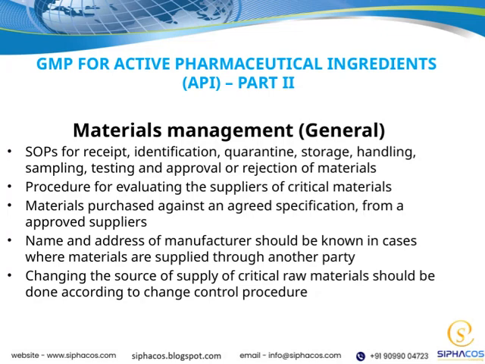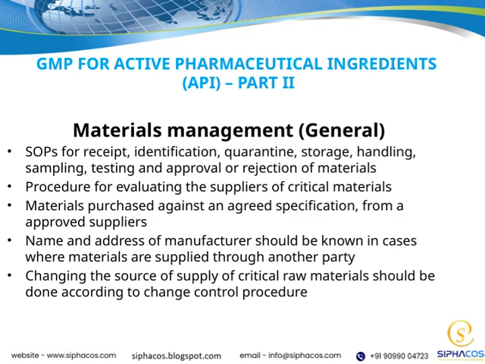Now, let's delve into materials management in a general sense. It's crucial that we have clear SOPs in place for every step, from receipt and identification to quarantine, storage, handling, sampling, testing, and ultimately approval or rejection of materials. This structured approach helps maintain quality and consistency throughout the process.